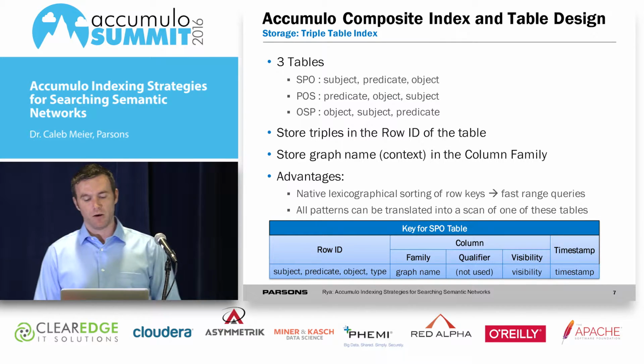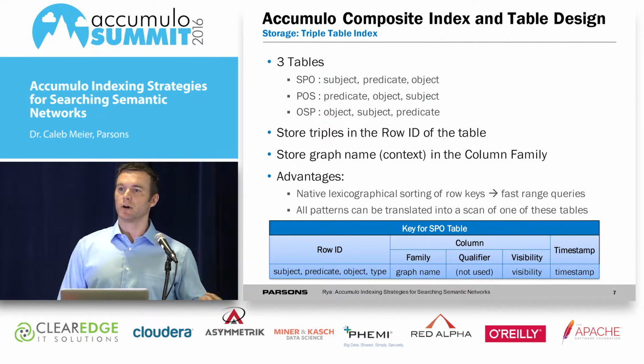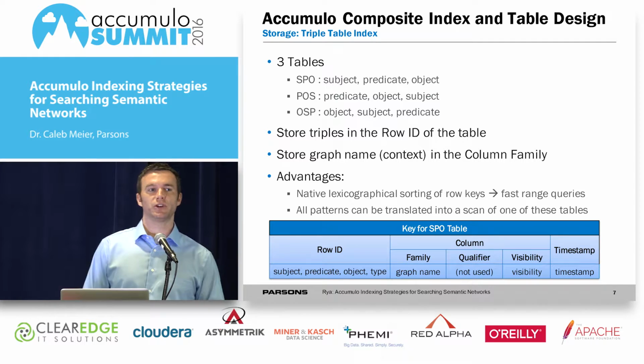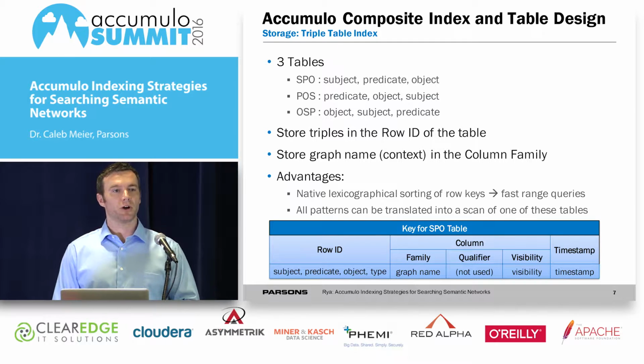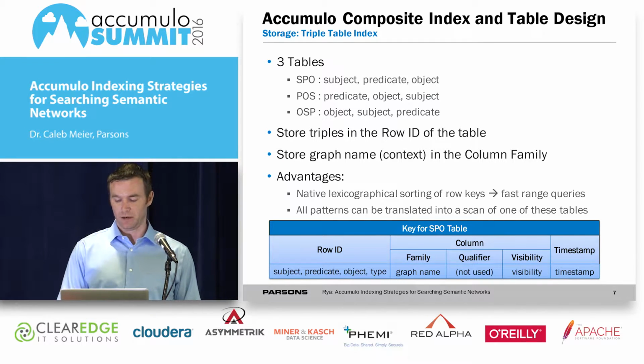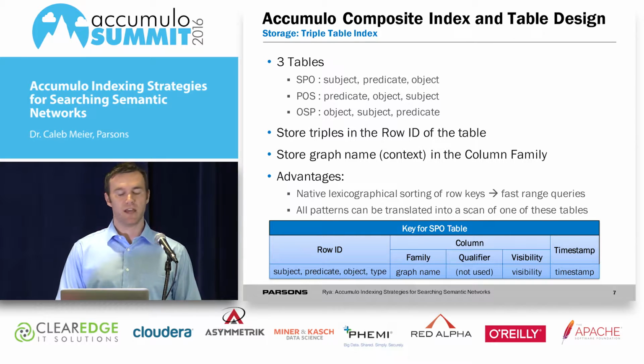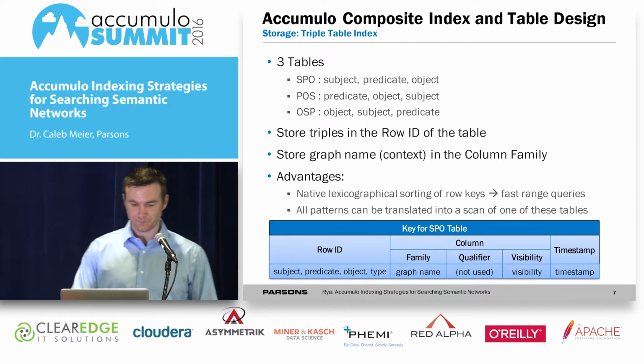The benefit of writing our keys in this way is that given any statement pattern with a constant, we can do a very efficient range scan for that statement in one of the corresponding index tables. And if you enable locality groups, you can do very efficient scans for subgraphs in your triple store.